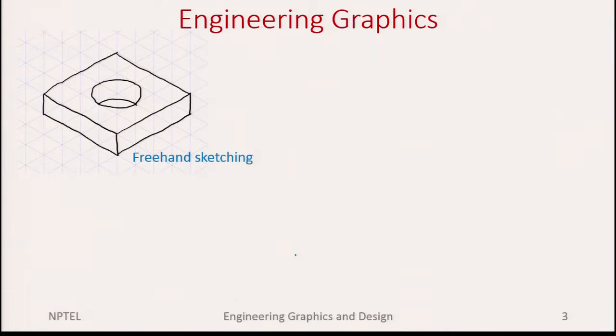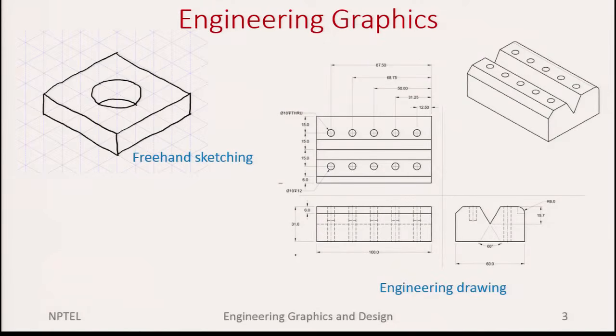So, we will show in this course 3 ways to communicate these ideas using engineering graphics. First is through freehand sketches, where you use a pencil and paper and quickly draw your idea without using any engineering tools. And secondly, a formal way of representing your ideas is through engineering drawings, where you use engineering tools to depict your ideas more precisely.